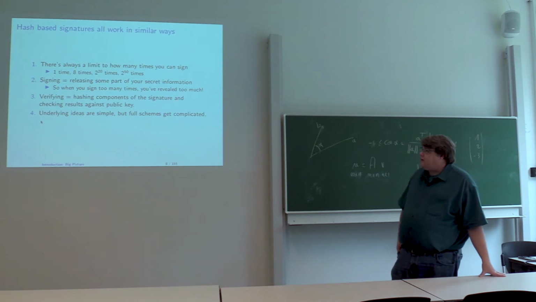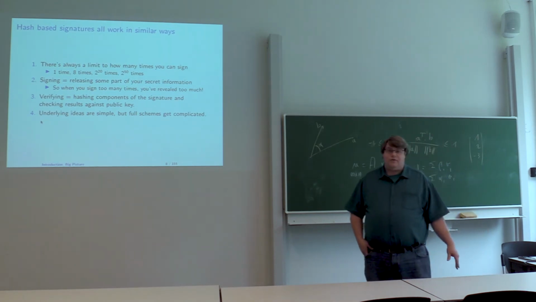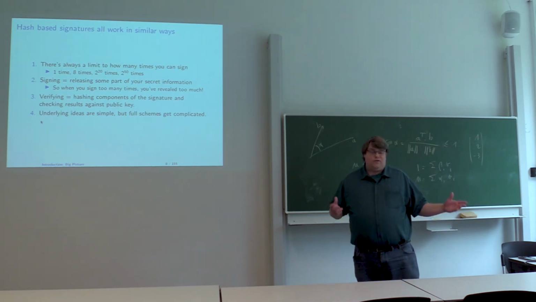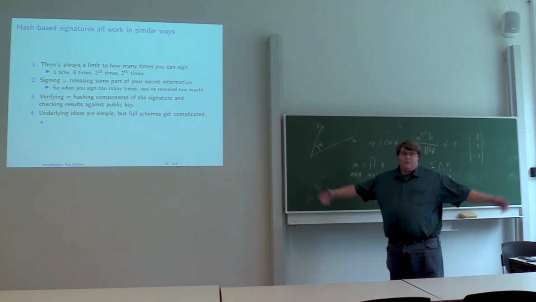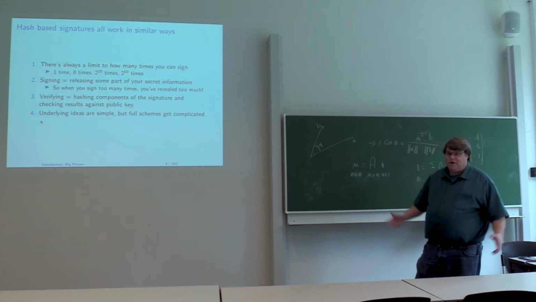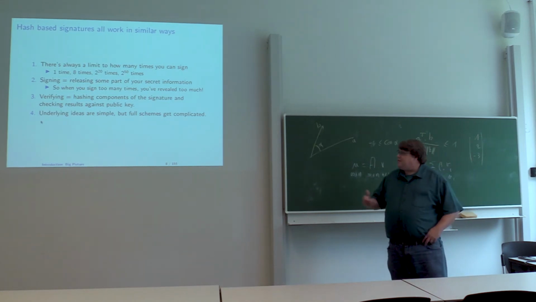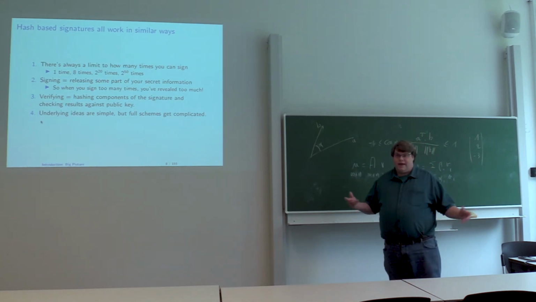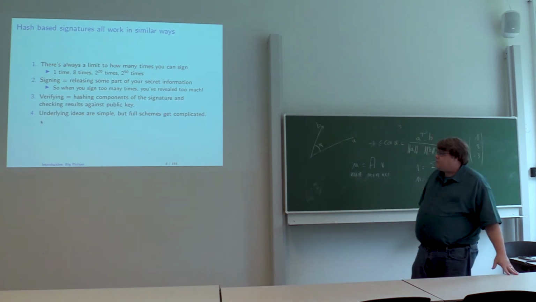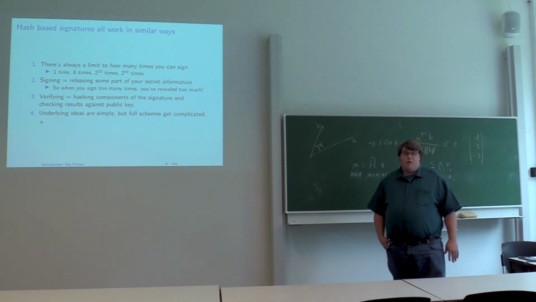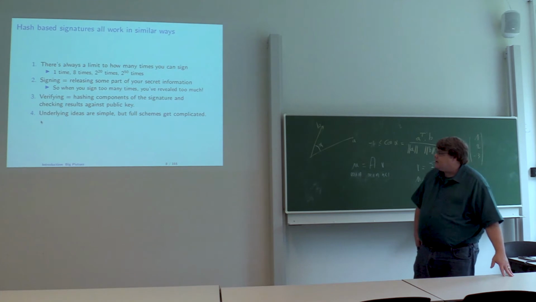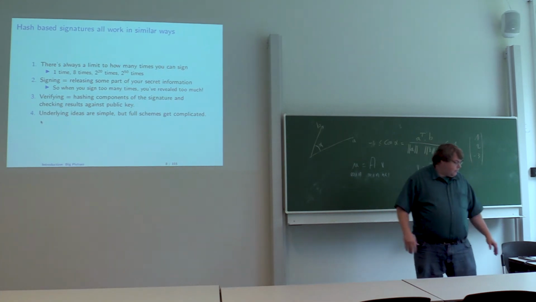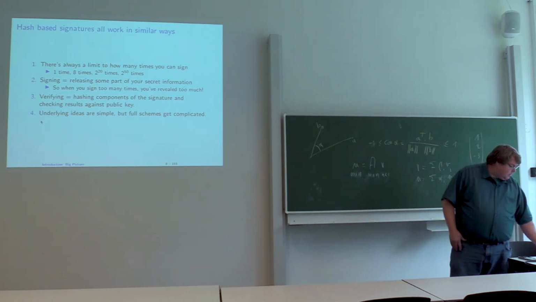And the reason there's always a limit is that signing is releasing some secret data, right? When you sign something, you're releasing some secrets. And so unless you have some unbounded signature length, an unbounded key size, you're always going to have a limit where you've revealed too much secret data, and now the attacker can start forging messages. And verifying is almost always just going to be, you take some output from a signature and you hash it somehow and check it against a public key. And these underlying ideas are simple, even though the full schemes get a little complicated.